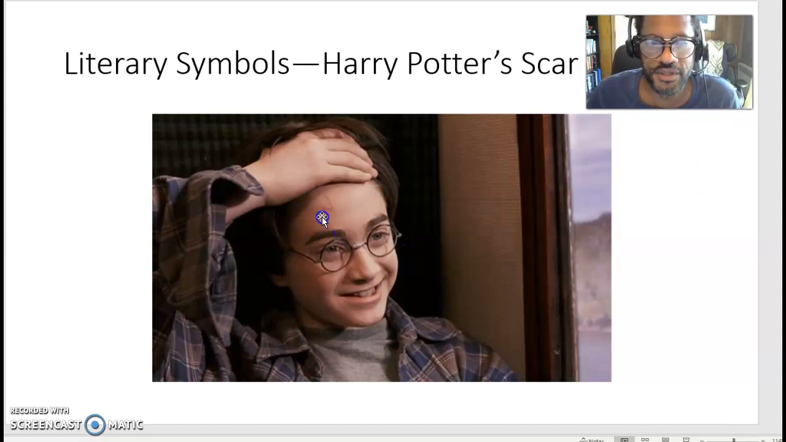And this scar represents the trauma that he's been through. It represents his parents' sacrifice for him. It represents his destiny, right? He's going to be something important, right? When people see that he's the person with the scar, they know that he's destined to do big things in the story. So that scar ends up representing something for him. So it is a symbol.